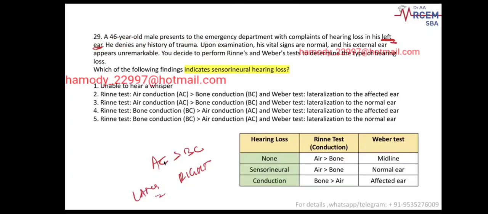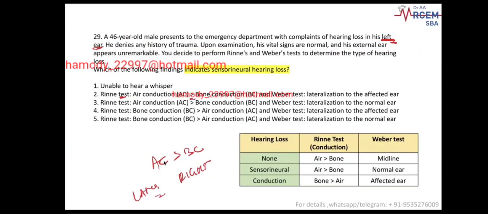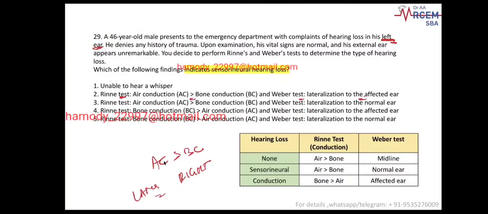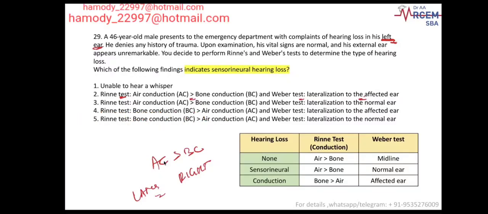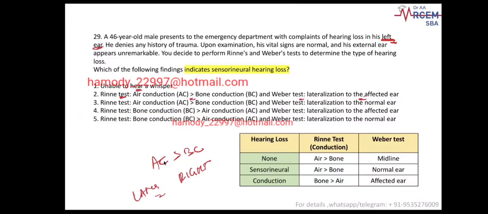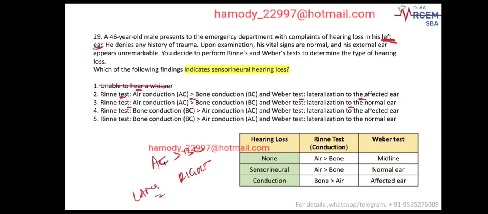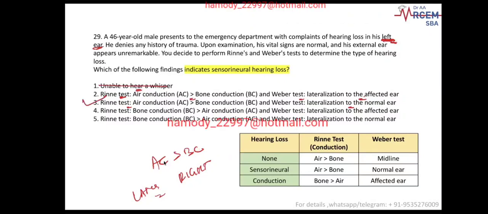Okay, let us say Rinne's test, bone conduction is better than the air conduction, and Weber's test, lateralization to the affected ear. No, it is a wrong statement. Unable to hear the whispers is not suggestive of any condition. It's not a very good method to check. Rinne's test, air conduction is better than the bone conduction, lateralization to the normal ear, that is the right ear. Affected one is the left ear. Yes, this becomes the right statement.